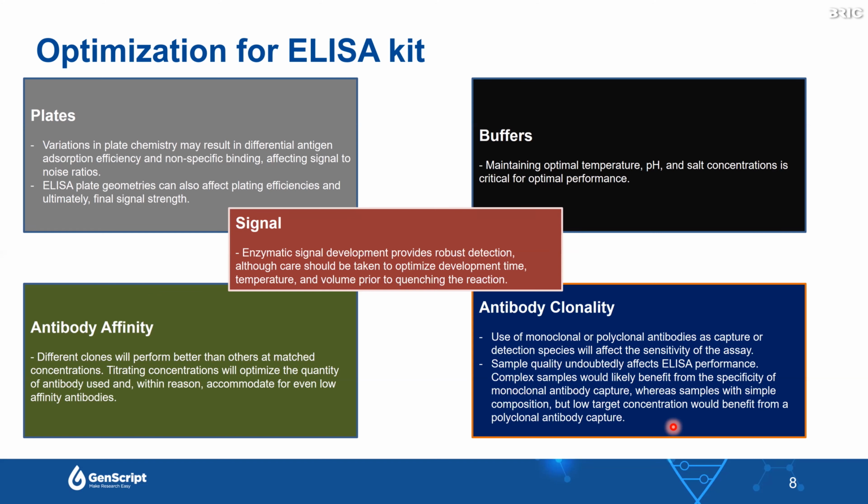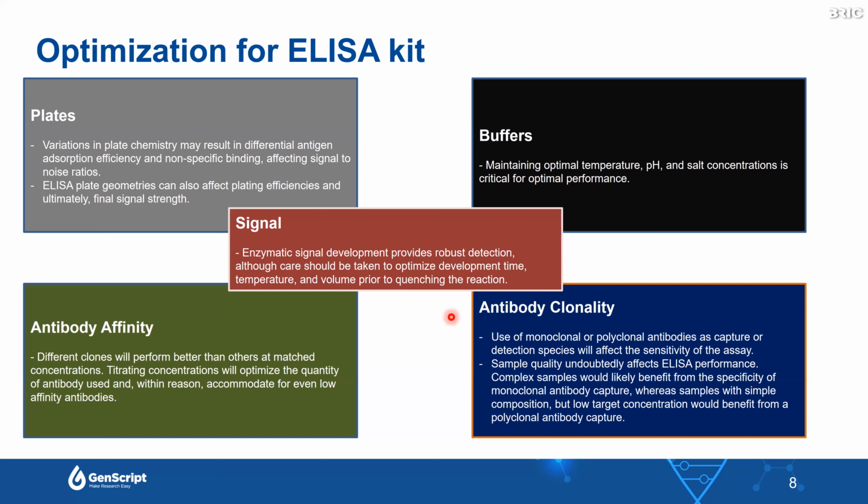Sample quality also plays a crucial role in ELISA performance. Complex samples would benefit from the specificity of monoclonal antibody capture, whereas samples with simple composition but low target concentration would benefit from polyclonal capture.